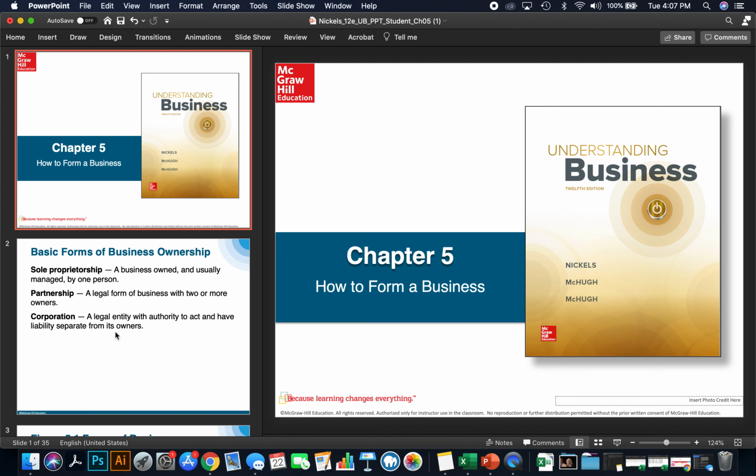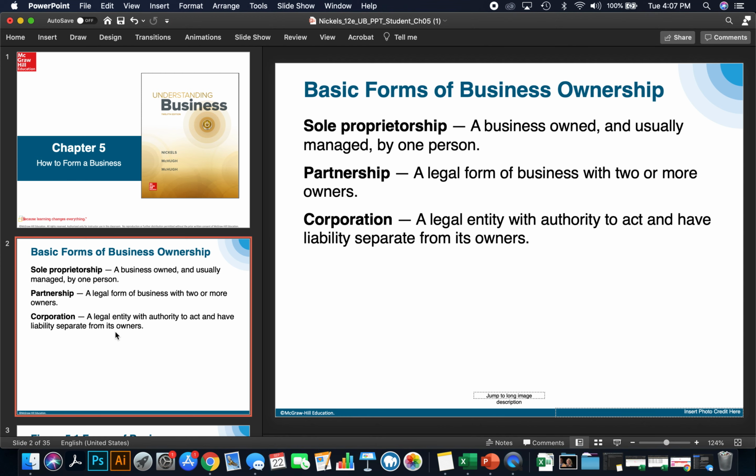There's really three basic forms of business ownership, starting with sole proprietorship. This is a business owned and usually managed by one person. A partnership is a legal form of business with two or more owners. You often see these as law firms. Or a corporation. Now, this is a legal entity with authority to act and have liability separate from its owners.